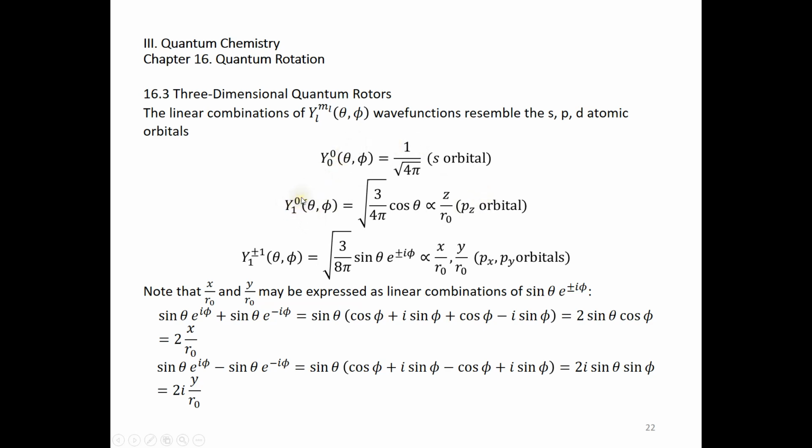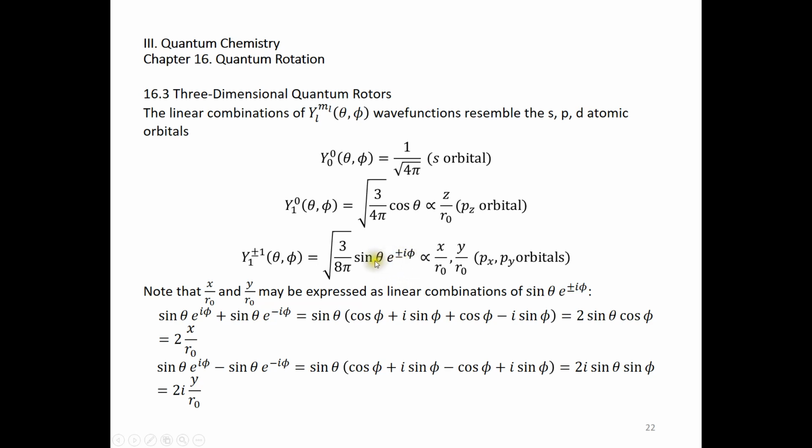Over here, Y 1 0, L is 1, M sub L is 0. Isn't that a pz orbital? Also, we can see this cosine theta is proportional to z. Now we have two exponential functions over here, e to the power of plus minus I phi. The linear combination of this may result in cosine phi or sine phi, depending on whether you're doing addition or subtraction. Cosine phi is the sum of these two exponential functions over 2. The sine phi is the difference between these two divided by 2I. So anyway, we can get cosine phi and sine phi from the linear combinations of these two complex functions.